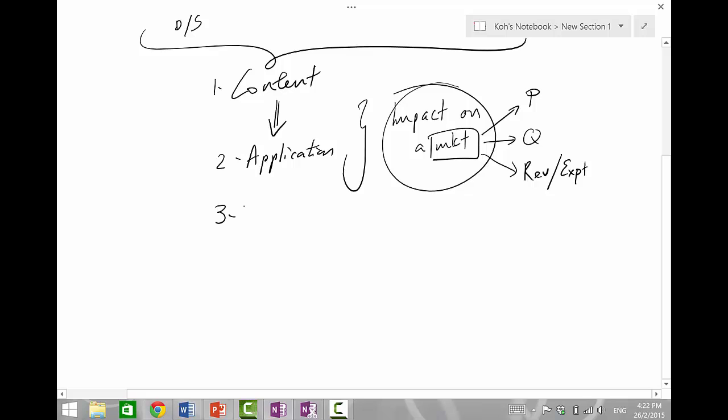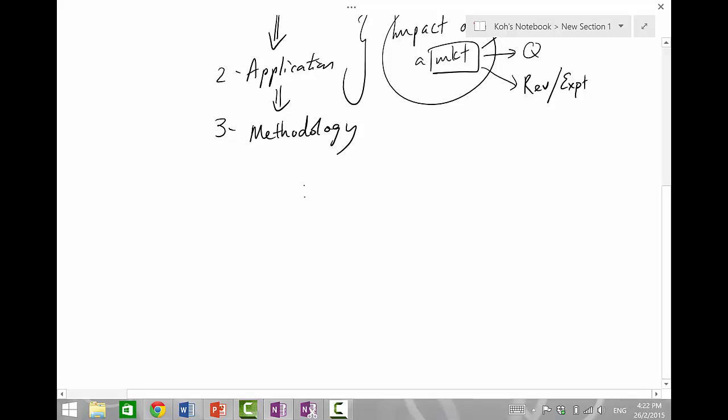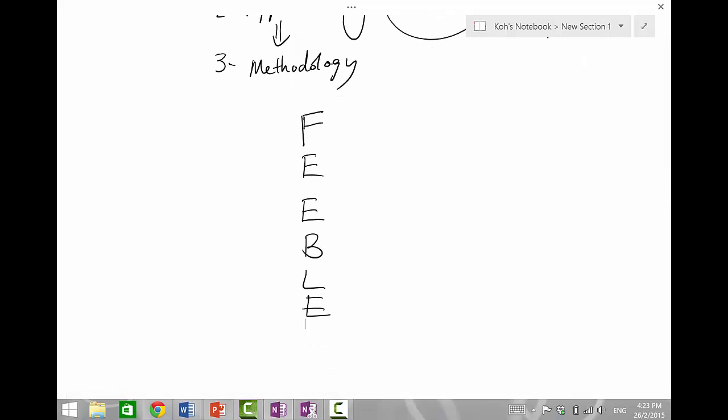We need to come up with a methodology to answering these questions. And over here, I've come up with my own approach, which I call the FEEBLE approach. This acronym in no way describes the strength of this approach. What do I mean when I say FEEBLE?